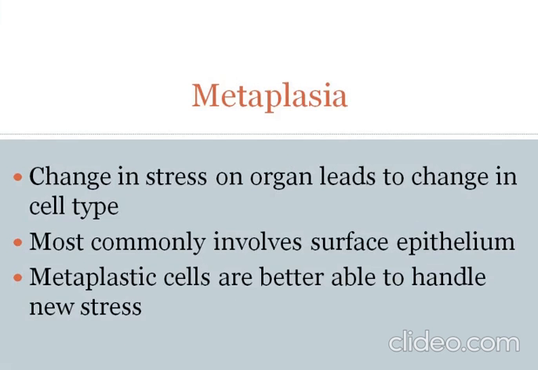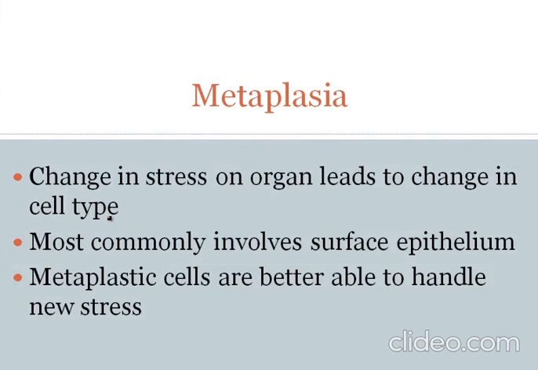The third growth adaptation, which is also relatively high yield, is metaplasia. Now, the idea here is that if the stress on an organ changes, then the organ will respond by changing its cell type. And that change in cell type is called metaplasia. Metaplasia most commonly involves surface epithelium.